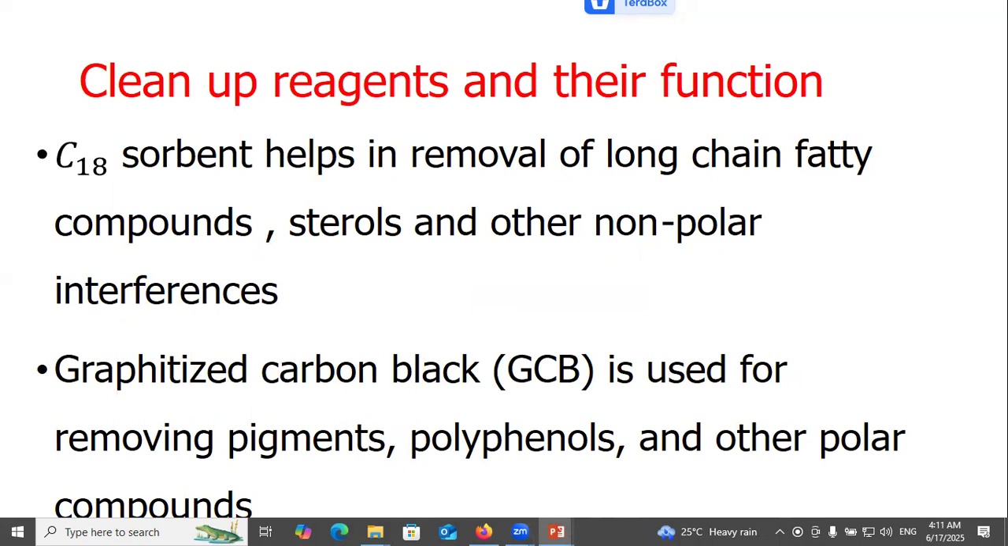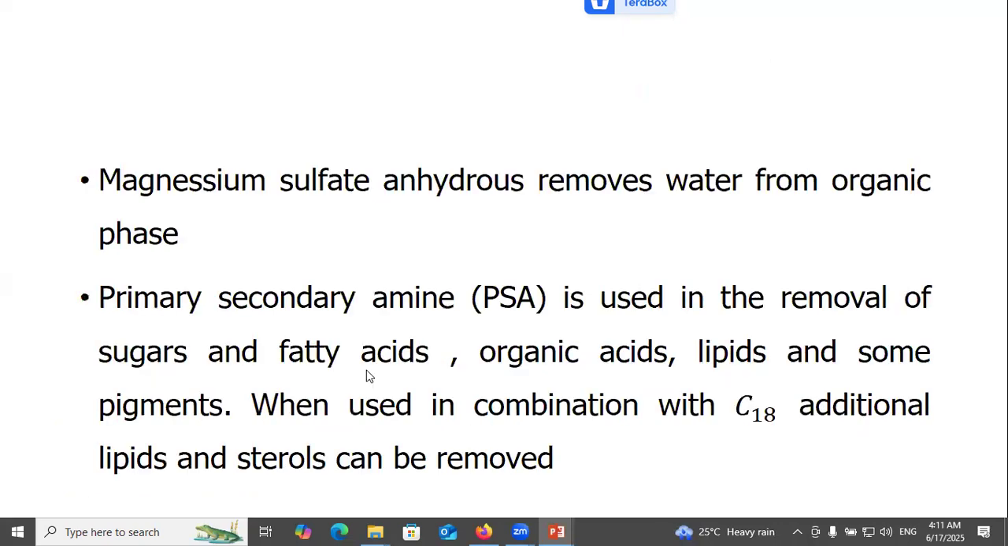Cleanup reagents and their functions. C18 adsorbent helps in removal of long-chain fatty compounds, sterols, and other non-polar interferences. Graphitized carbon black is used for removing pigments, polyphenols, and other polar compounds. Magnesium sulfate anhydrous removes water from the organic phase. Primary secondary amine is used in the removal of sugars, fatty acids, organic acids, lipids, and some pigments.